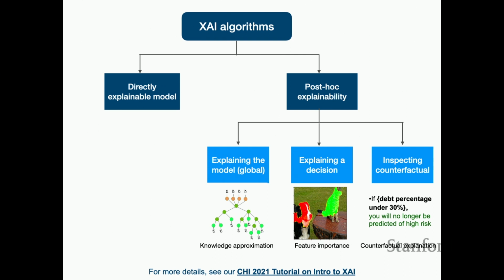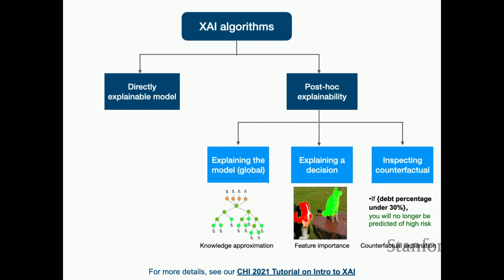So there are directly explainable models, some people call them glass box models, that follow a relatively human-understandable, intuitive process, right? Things like a decision tree, rule-based model, linear regression. There are also lots of algorithms producing post hoc explainability. That is when you already use a black box model, say a deep neural network or large ensemble, that doesn't really follow a human intuitive process. And you will need another set of algorithms to generate explanation.